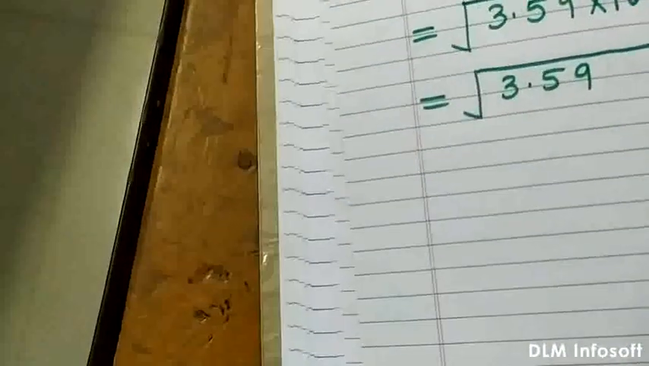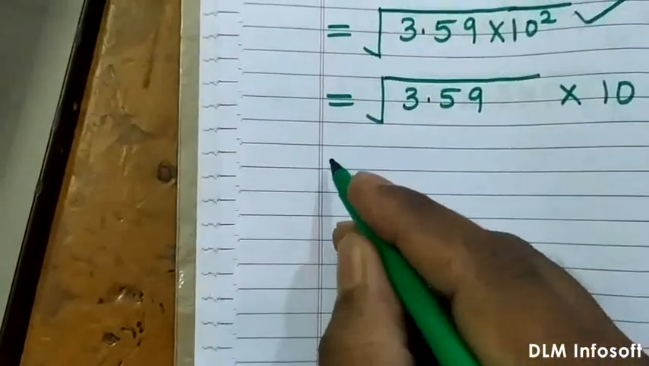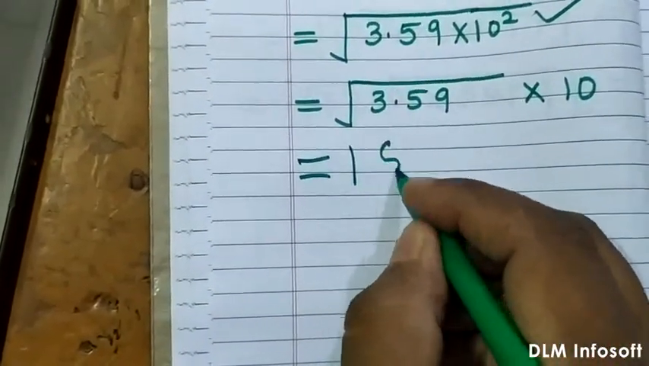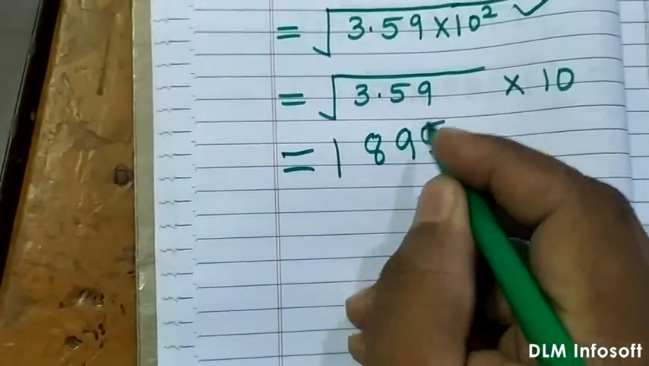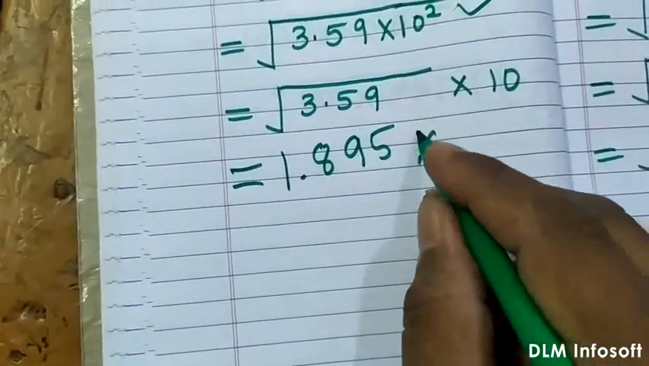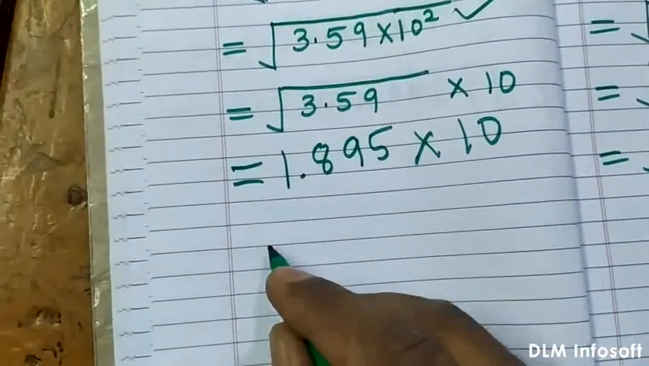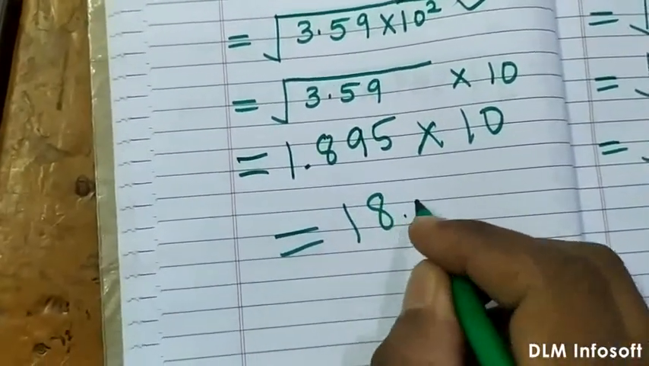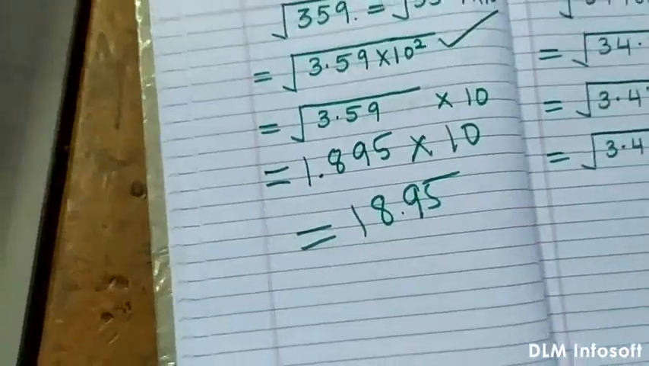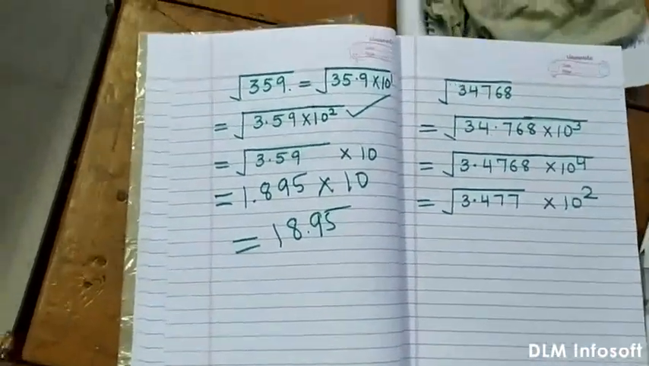So what will be its square root? So you can see here, 1895, so it will be written 1895. The decimal will be kept here. Is it clear? So it will be 18.95. Is it clear? 18.95.